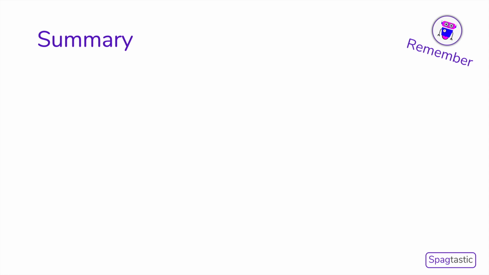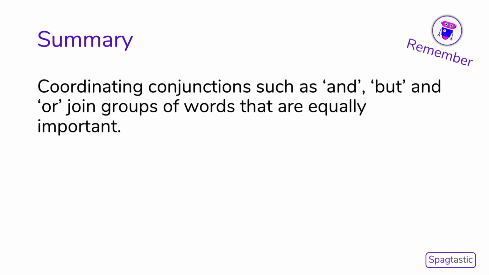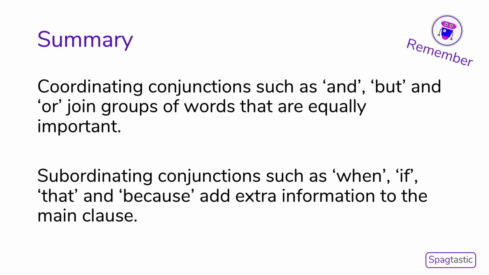Here is a summary of the learning in this lesson. Coordinating conjunctions such as and, but and or join groups of words that are equally important. Subordinating conjunctions such as when, if, that and because add extra information to the main clause. Using coordinating and subordinating conjunctions in our writing makes it better and more interesting to read.